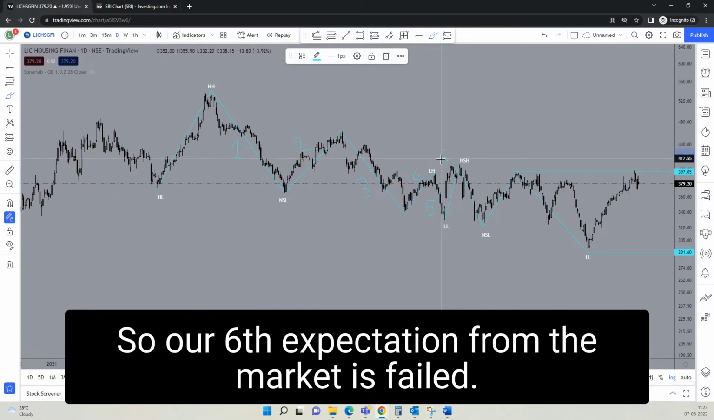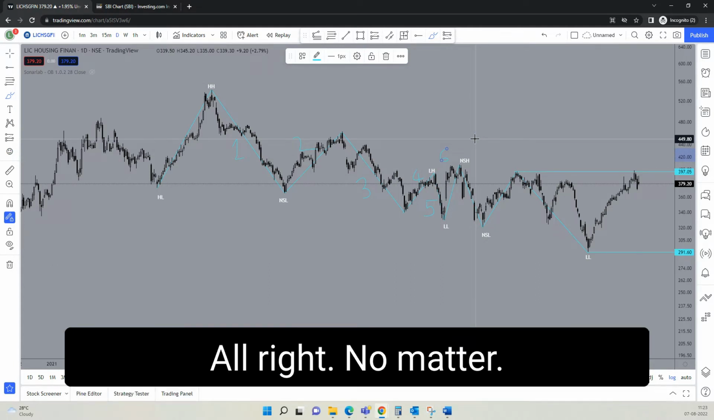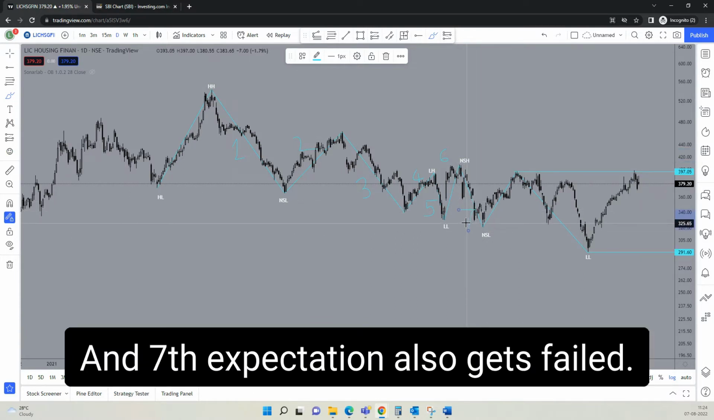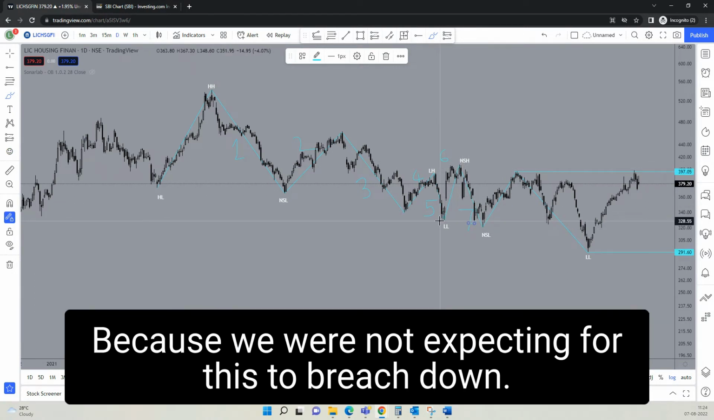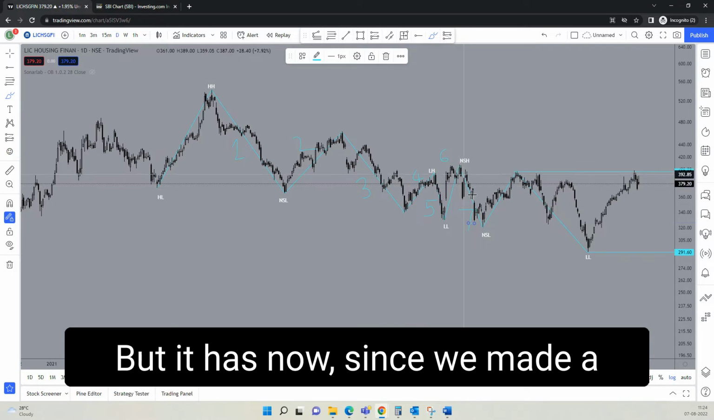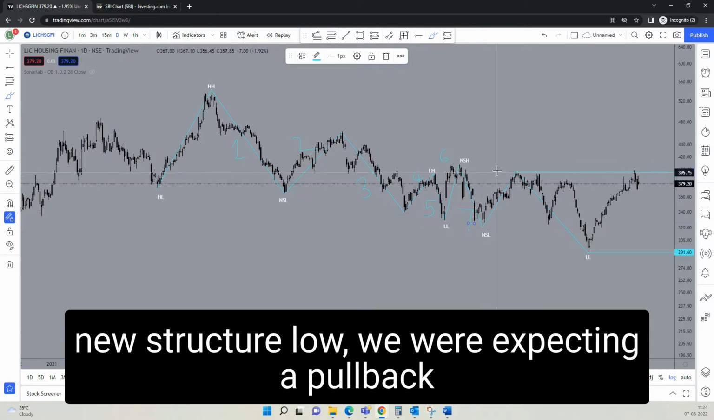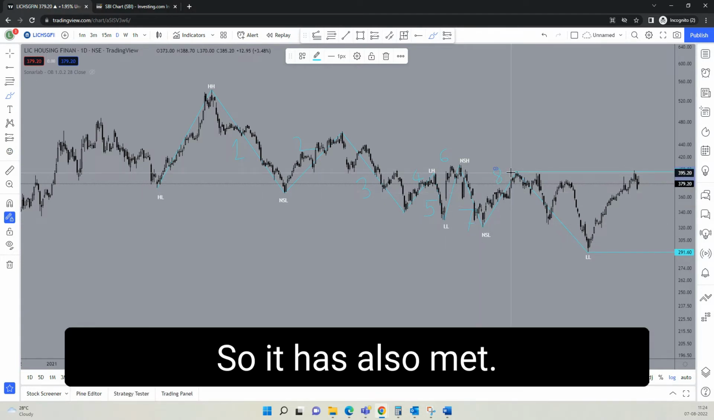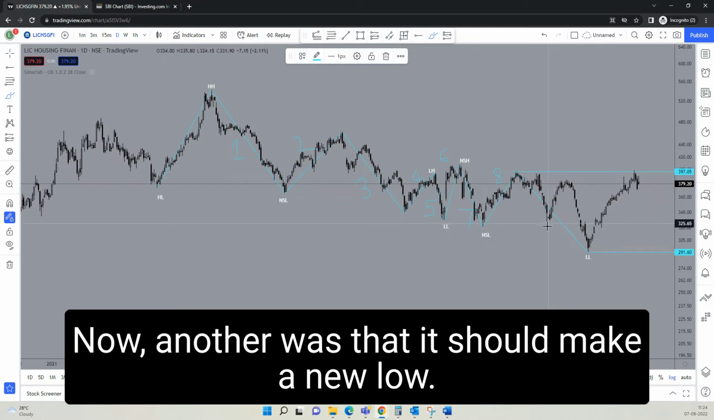Now this one, it breached this previous high. So our sixth expectation from the market is failed. All right, no matter. We will always be getting failed expectations in the market. And the seventh expectation also gets failed because we were not expecting for this to breach down, but it has. Now, since we made a new structure low, we were expecting a pullback upside without breaching the previous high. So it has also been met.